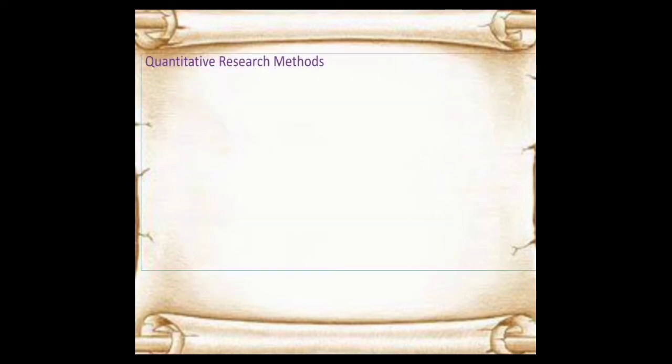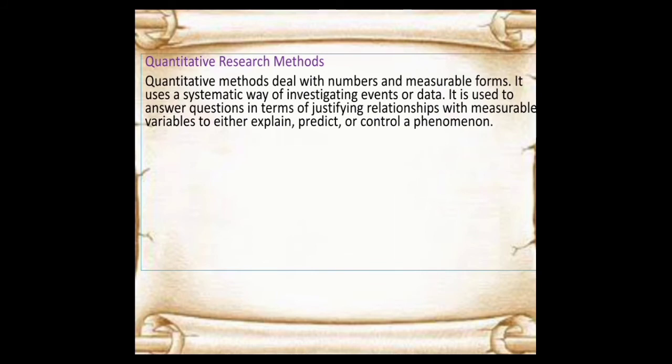Quantitative research methods. Quantitative methods deal with numbers and measurable forms. It uses a systematic way of investigating events or data. It is used to answer questions in terms of justifying relationships with measurable variables to either explain, predict, or control a phenomenon. There are 3 methods that are often used by researchers.